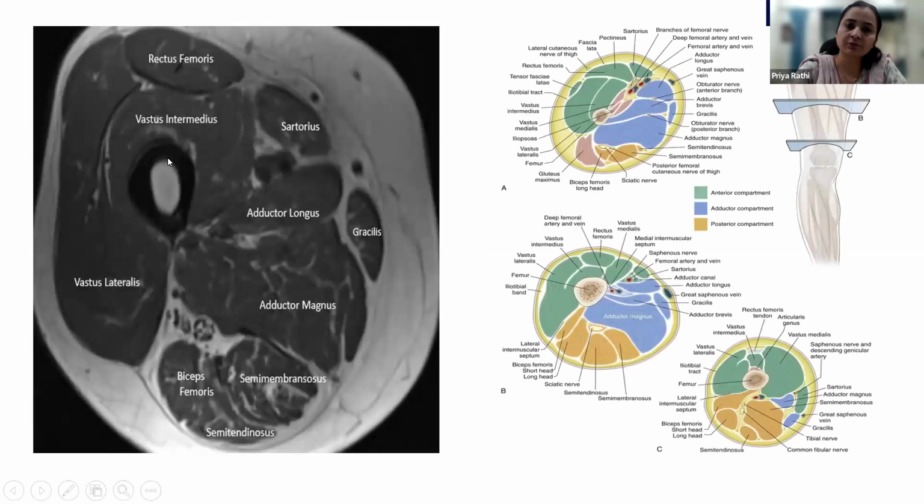If you see the cross section of the thigh, here is the femur. Just overlying the femur would be your vastus intermedius. Above that would be rectus femoris. Laterally, this big chunk of muscle is vastus lateralis. Medially, this is vastus medialis. If we go a little medially from rectus femoris, there would be sartorius. Below the sartorius is adductor longus. This is adductor canal, the roof being formed by sartorius, the base being formed by adductor longus. Behind that is adductor magnus. Posteriorly, there is biceps femoris and semimembranosus, semitendinosus.